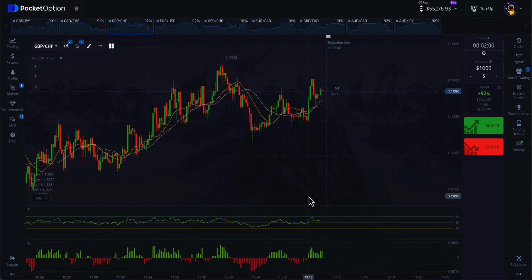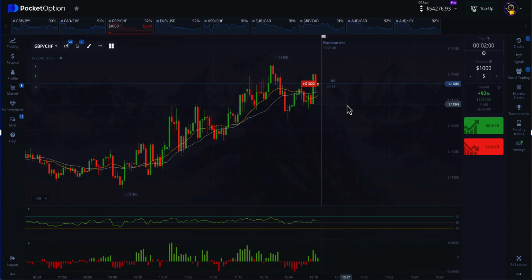So let's move back to the broker, and I'd like to open a deal for 2-minute expiration, but firstly let's take a look at the 3-minute time frame. And yes, we can consider opening a trade on the price decrease. Let me now provide an analysis for you guys.